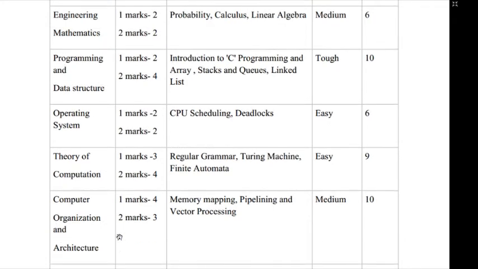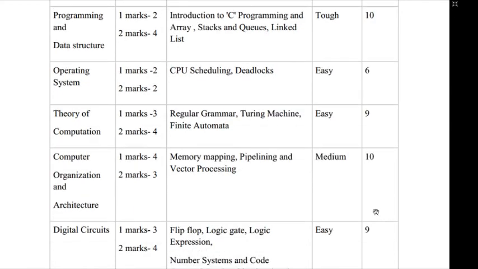And in computer organization and architecture, 4 1-mark questions and 3 2-mark questions have been asked. Memory mapping, pipelining, and vector processing are the topics from where the questions were asked, which are of medium difficulty, with totally 10 marks.